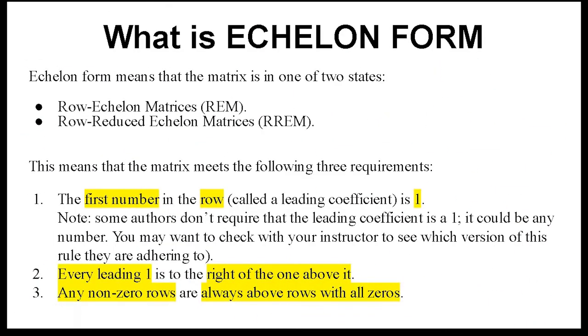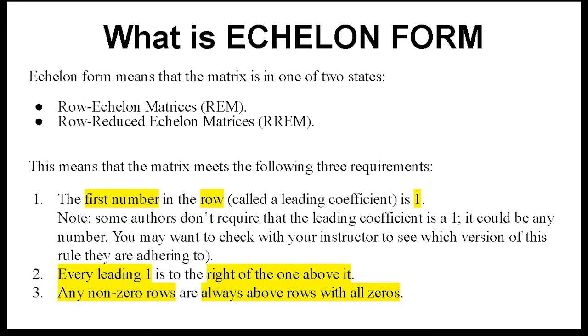Hi everyone, my name is Khoo Yue Yang and I am from Group 1. I would like to discuss with you what echelon form is. Echelon form means that the matrix is in one of two states: row echelon matrices, REM, and row reduced echelon matrices, RREM. This means that the matrix meets the following three requirements. The first one is that the leading coefficient, the first nonzero number in the row, is always 1.